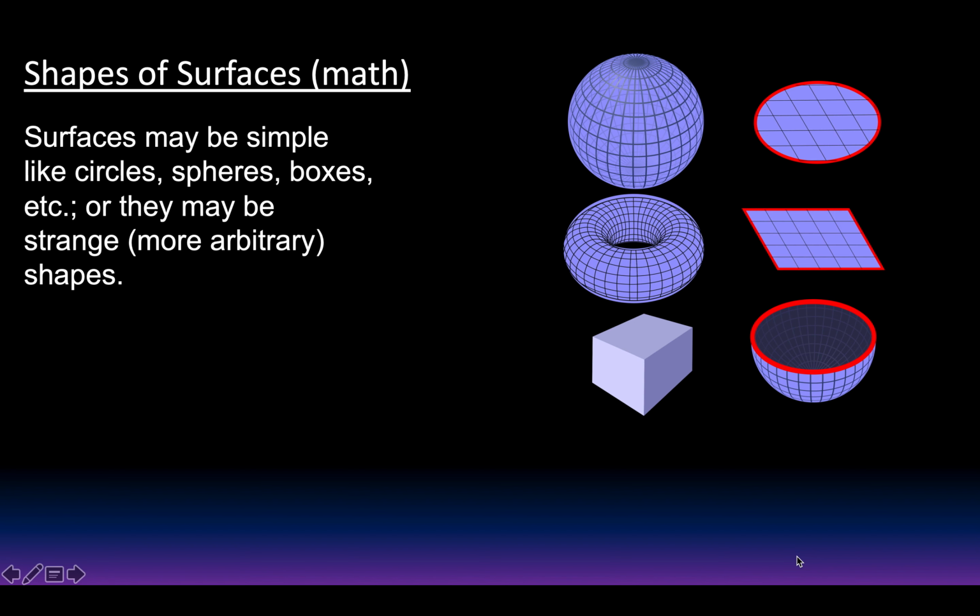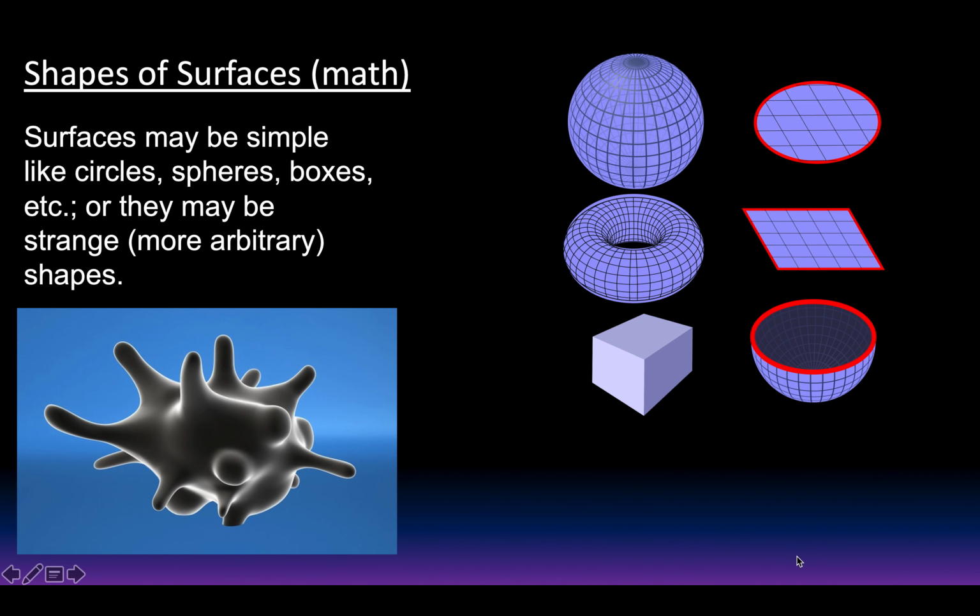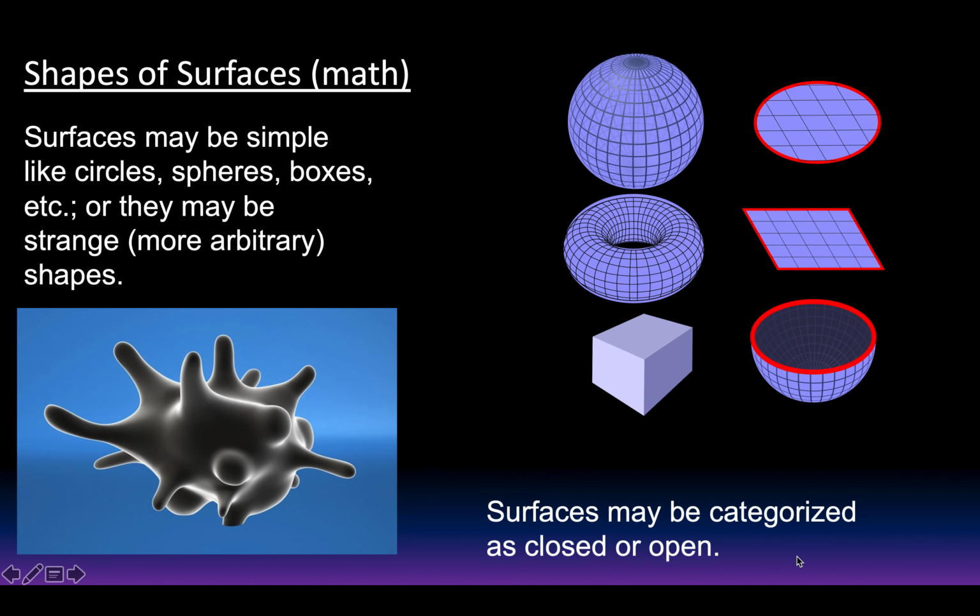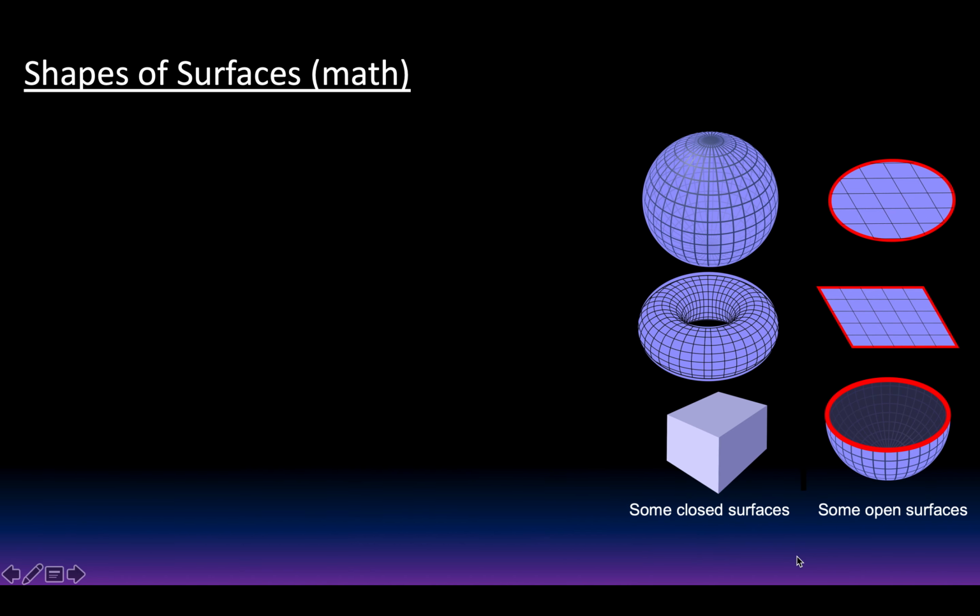Surfaces could be spheres or donuts or disks, but surfaces could also be more arbitrary in their shape, such as the surface of an amoeba. Surfaces themselves could also be categorized as being open or closed. In this picture, we see three examples of some closed surfaces and three examples of some open surfaces. So let's look carefully at these open and closed surfaces.